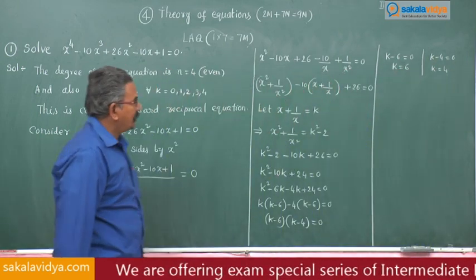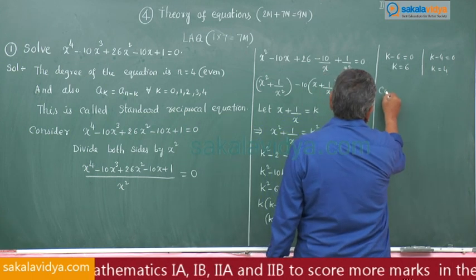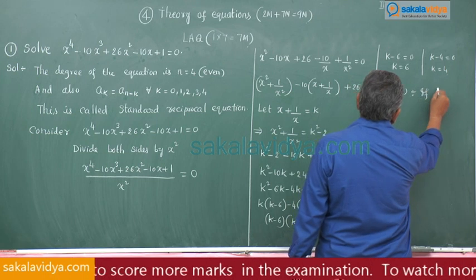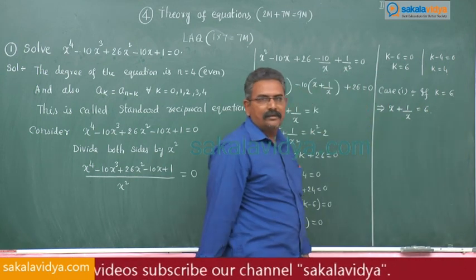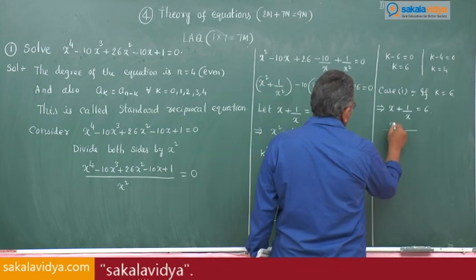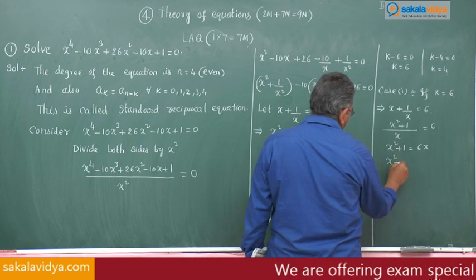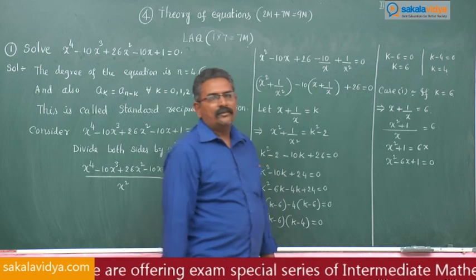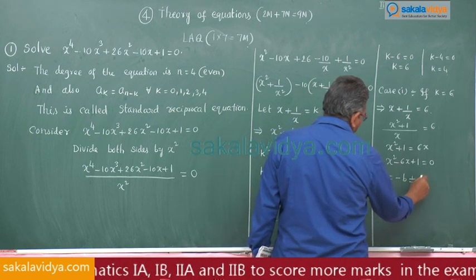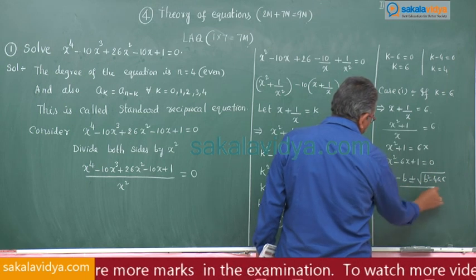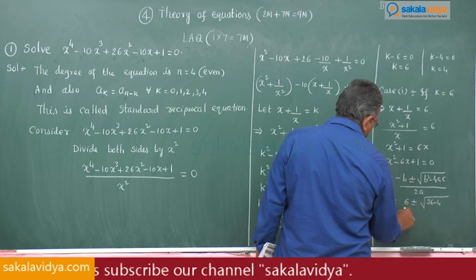k takes arbitrary values, but what we really have to find out is the x values. So, here two cases will arise. Case 1: if k is equal to 6, that implies x plus 1 by x is equal to 6. Taking x as the LCM, x square plus 1 is equal to 6x, so x square minus 6x plus 1 is equal to 0. Now we have to find the roots of this quadratic equation. x is equal to minus b plus or minus root of b square minus 4ac by 2a, so 6 plus or minus root of 36 minus 4 by 2.